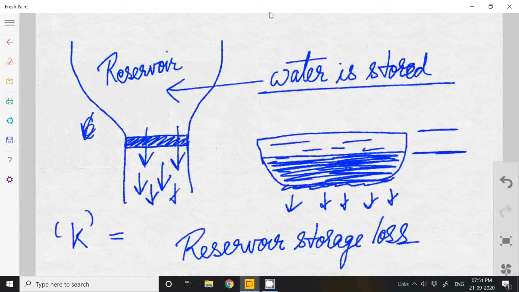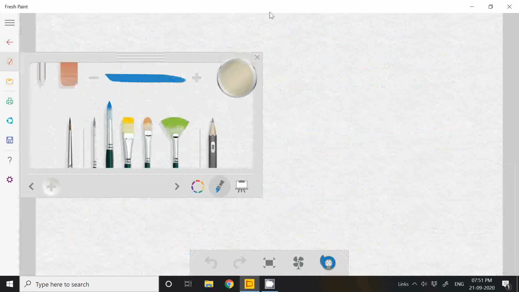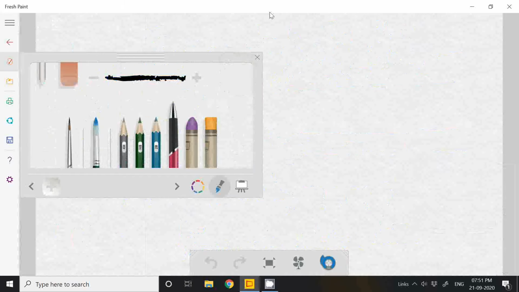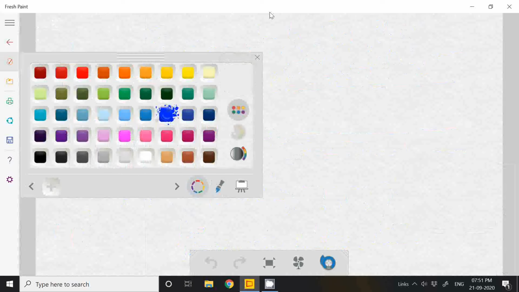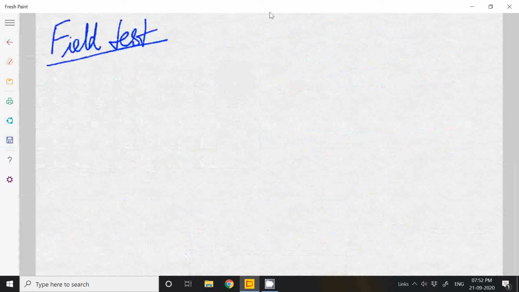So what is the appropriate field test which is done for calculating the permeability in the field? So let us start with the first one.